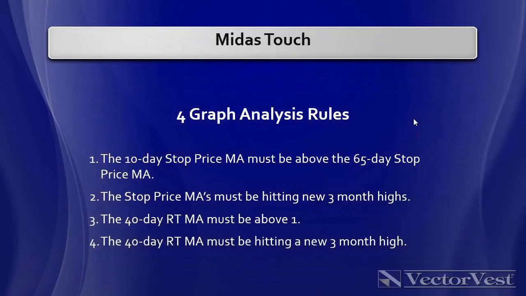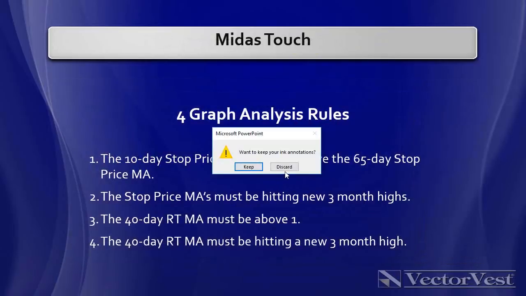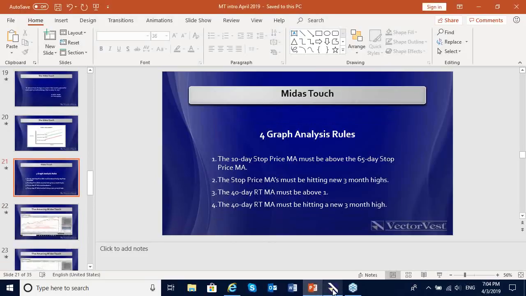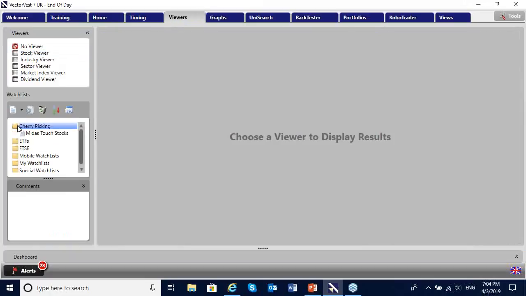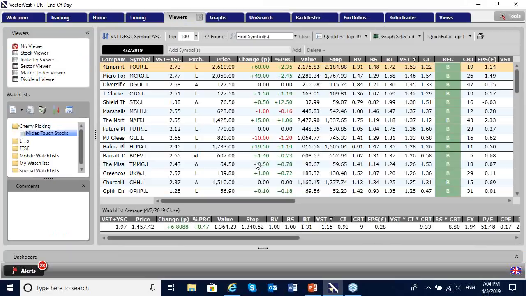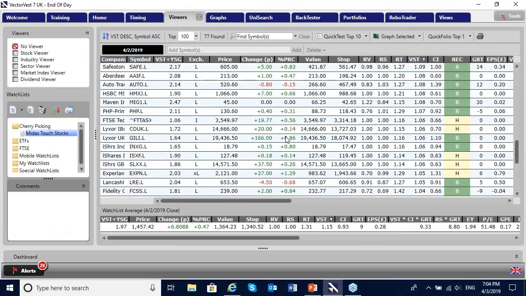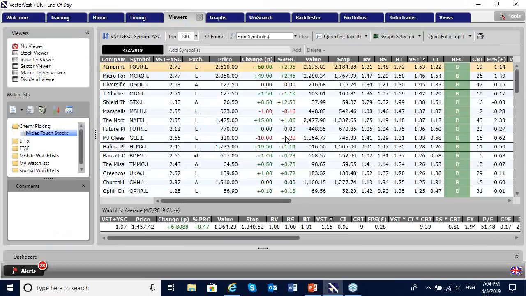And I'm going to show you that watch list before we go into the charts itself. So if I get rid of all my scribbling again, go to viewers, go to cherry picking, and click on Midas Touch stocks. And there they are. All of those stocks, the 10 period of the stop is above the 65, both making 3-month highs. The RT40 is above 1, and it's making a 3-month high. And those stocks are the stocks that are in, and lots of them at the moment, because the market has been going exceptionally well.